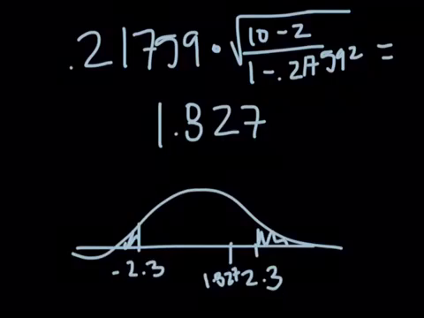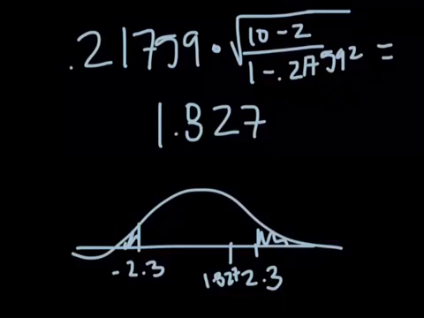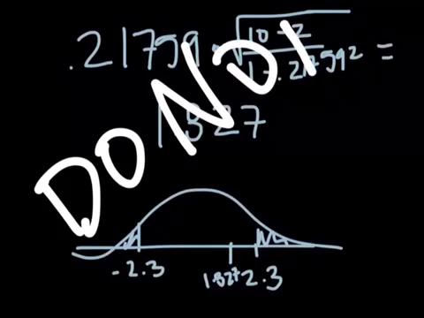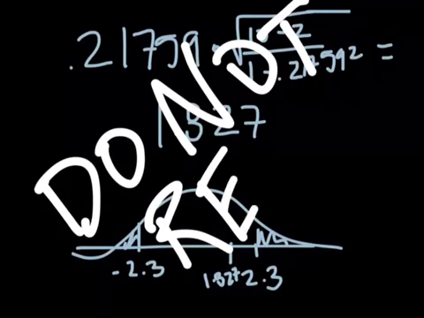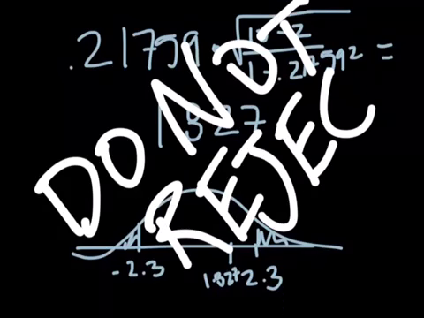So yeah, again, since it's outside the critical area, let me make this really big and bold. Do not reject the null, which again says that there's not sufficient evidence to claim that there's a correlation between GDP per capita and infant mortality rates at a 0.05 level of significance.